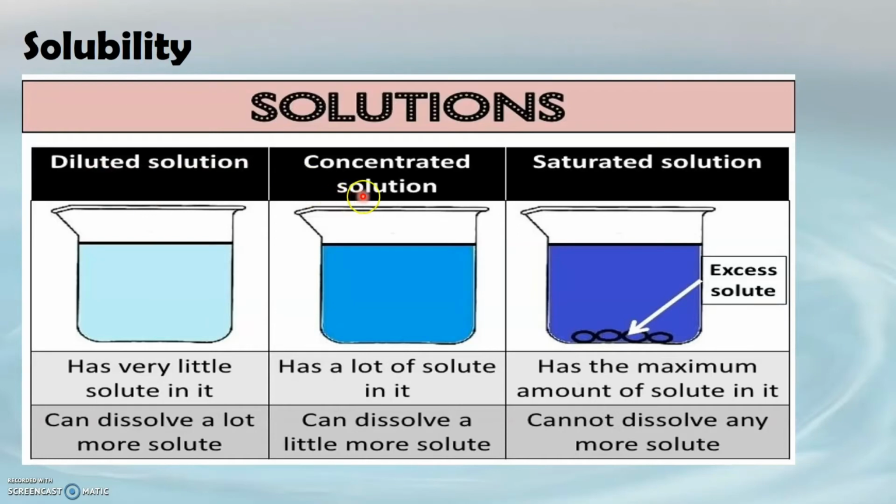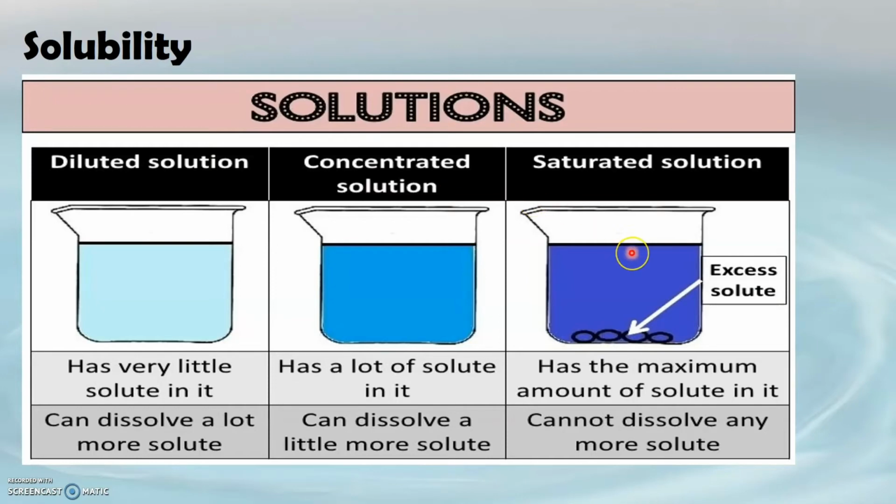But in case of a concentrated solution, the solvent already has a lot of solute dissolved in it. If you add a little more extra solute, the solvent is still capable of dissolving it, but it already has a lot of solute dissolved in the solvent. Such a solution is called a concentrated solution.